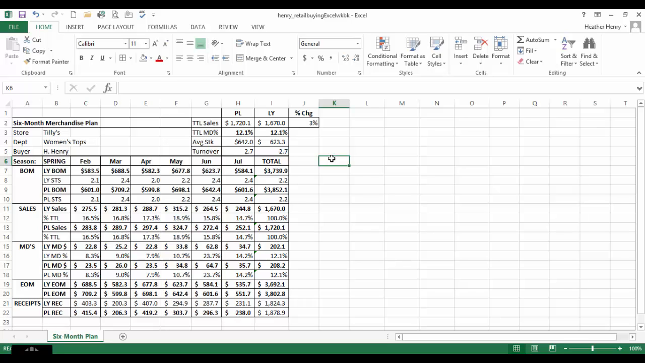Remember, all of the relationships we held, so our markdown rates, our stock to sales ratios, as well as our percent to total sales. So we held all of these different factors and applied it to our new sales plan to determine exactly where we need to be. So that is currently how we do our 6-month plan.